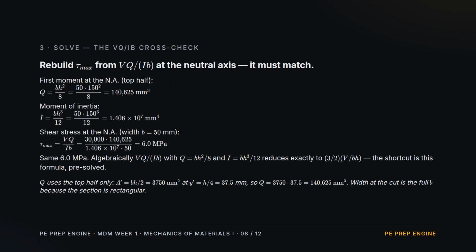Part 2. The cross-check. Rebuild the same stress from the general formula at the neutral axis. The first moment of the top half is BH squared over 8. The moment of inertia is BH cubed over 12. The width at the cut is the full width. Feed them into VQ over IB, and it lands on the same 6 megapascals. That is no accident. With those two geometry terms, the formula reduces exactly to 3/2 V over the area. The shortcut is this cross-check, already solved.